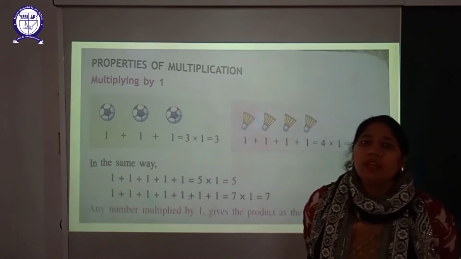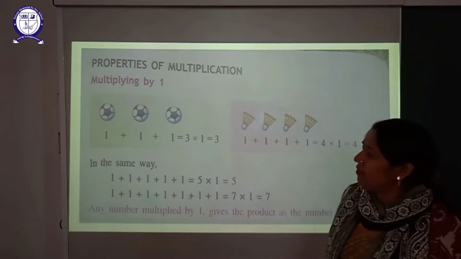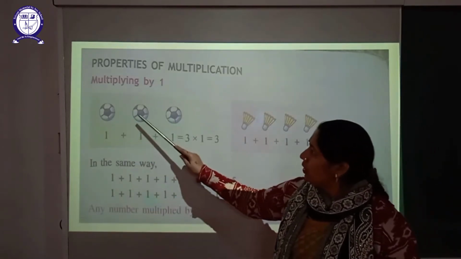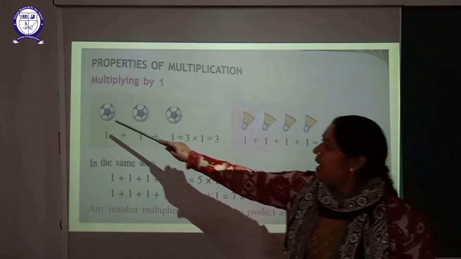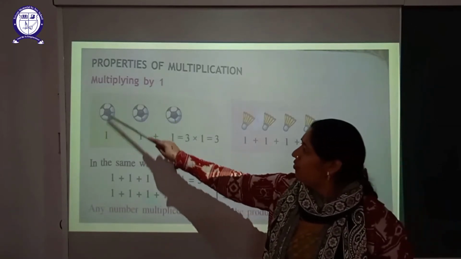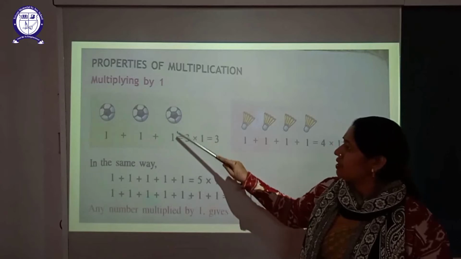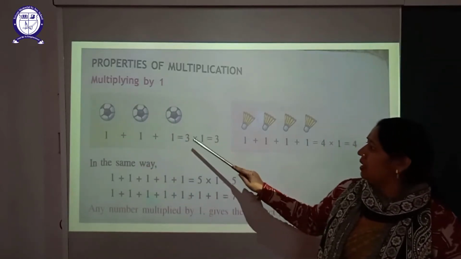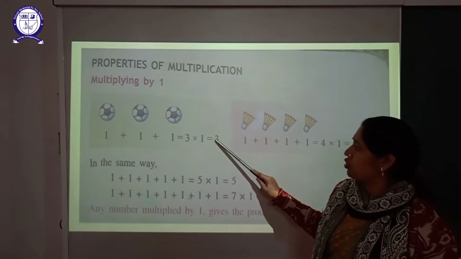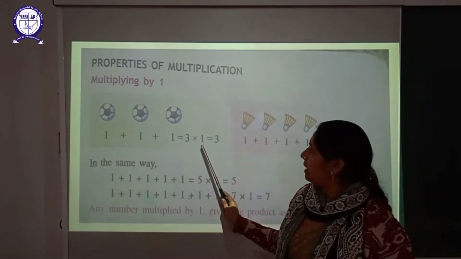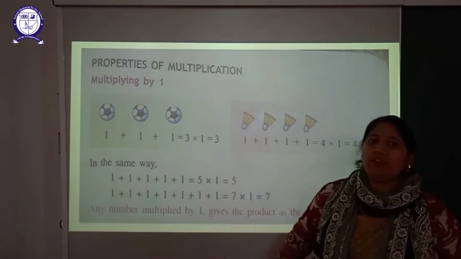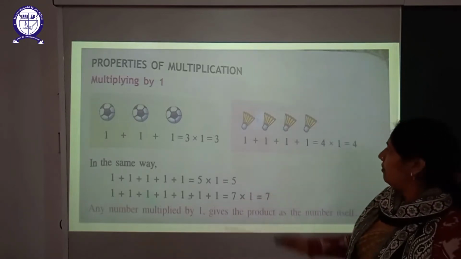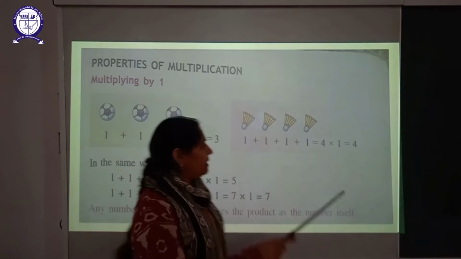Let us clear this concept with an example. There are 3 balls, which means 1 group, 2 groups and 3 groups, and each group has 1 ball. 1 plus 1 plus 1. So 1 times 1, 2 times 1 and 3 times 1. So 3 times 1 is equal to 3. So when we multiply any number by 1, we get the number itself. Let us do the next example.